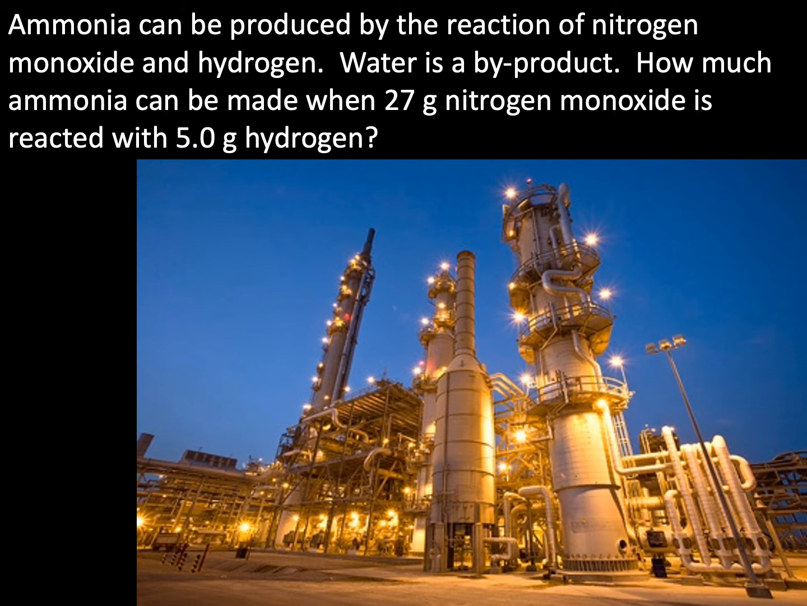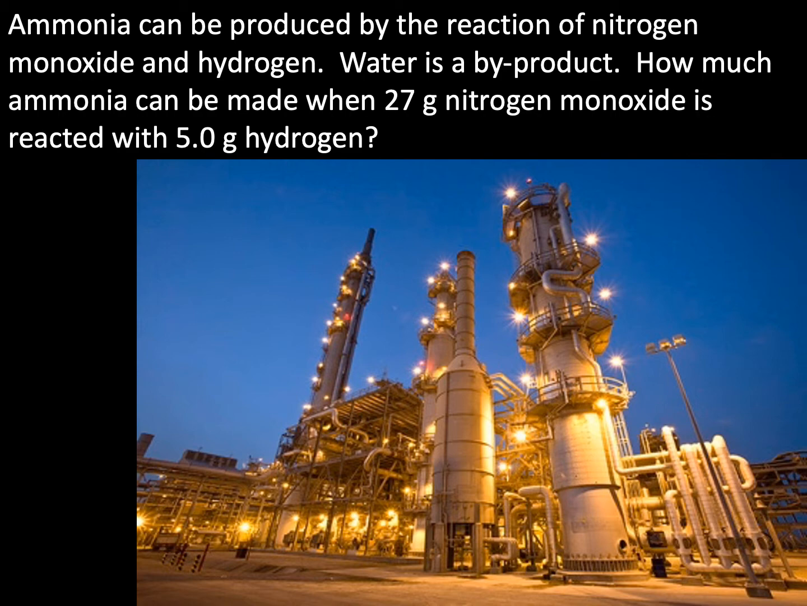The question is asking us how much ammonia can we make when 27 grams nitrogen monoxide is reacted with 5 grams of hydrogen. So this is a sort of limiting reagent problem. We've got two reactants. I've given you how much of each you have. Given that, how much can we make? So let's walk through this together.